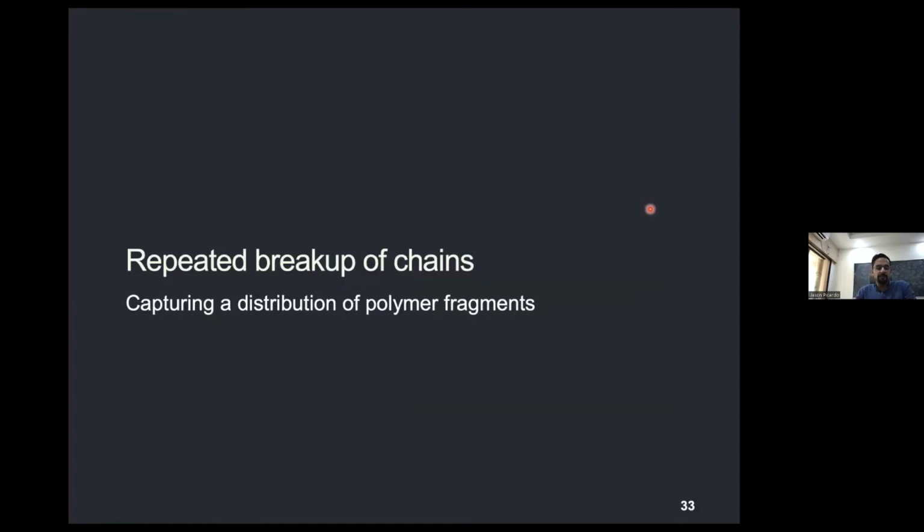Okay, so now let's come to repeated breakups, as I promised. We just saw statistics only of the first event. After the polymer breaks up the first time, you have two daughters which are still in the flow. It's natural to ask whether these will break up again, and again, and so on. And will there come a point at which they stop breaking?